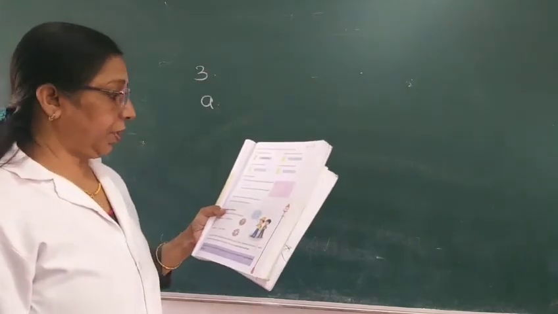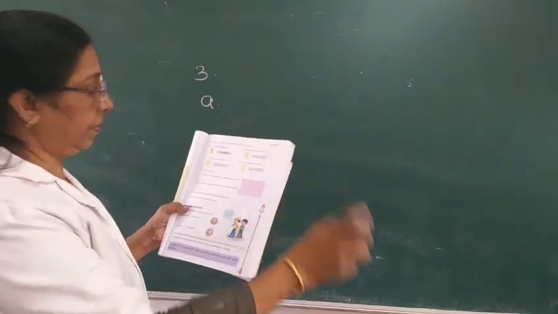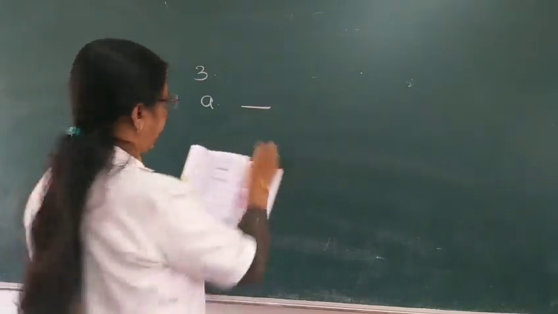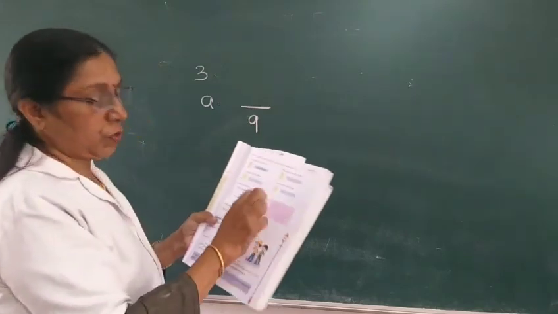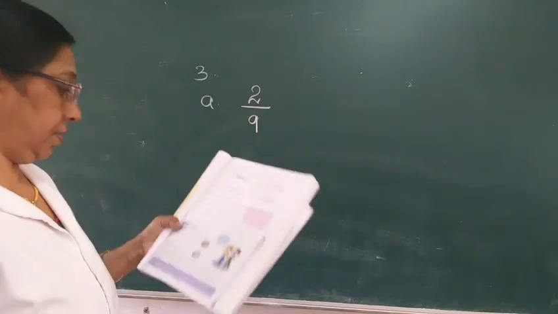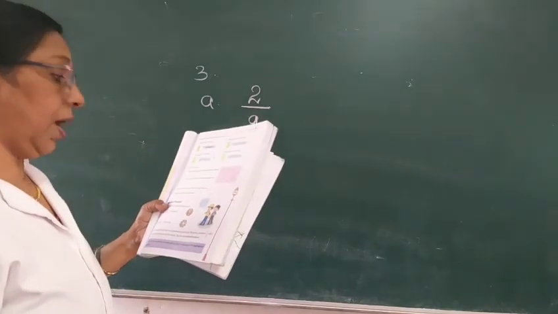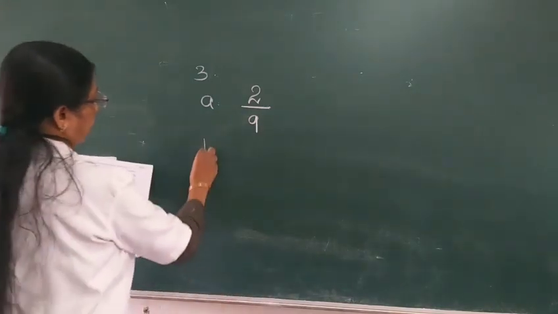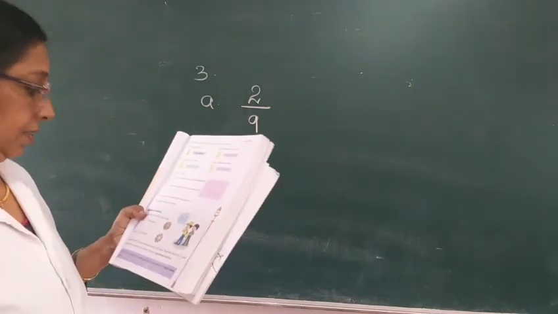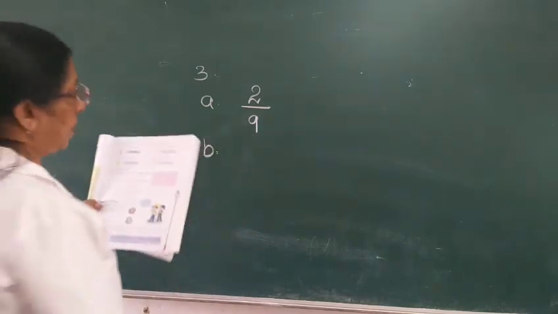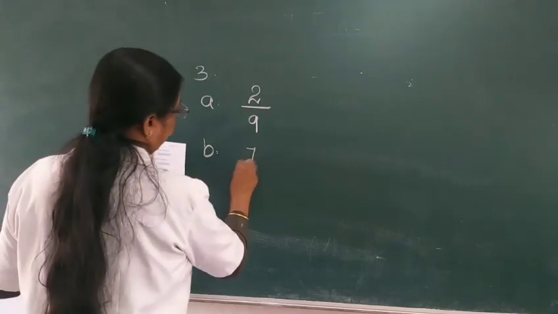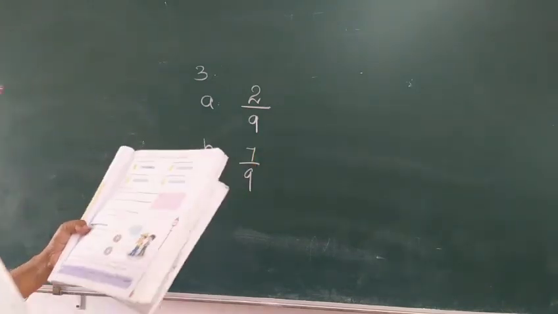What is the fraction for the colored stars? Means, what is the denominator here? That is the total number of stars. That is 9. Then how many are colored? 2. This is the fraction for the colored stars. Then what is the fraction for the uncolored stars? You can write uncolored stars. How many are not colored? 7. 7/9. That is the answer for the second question.